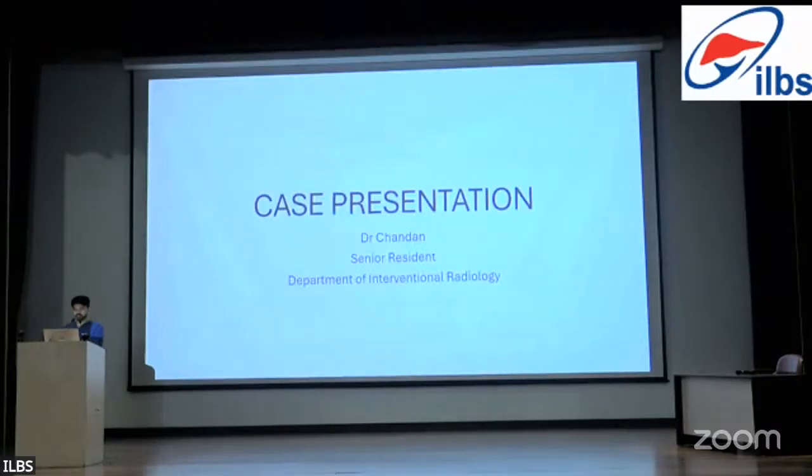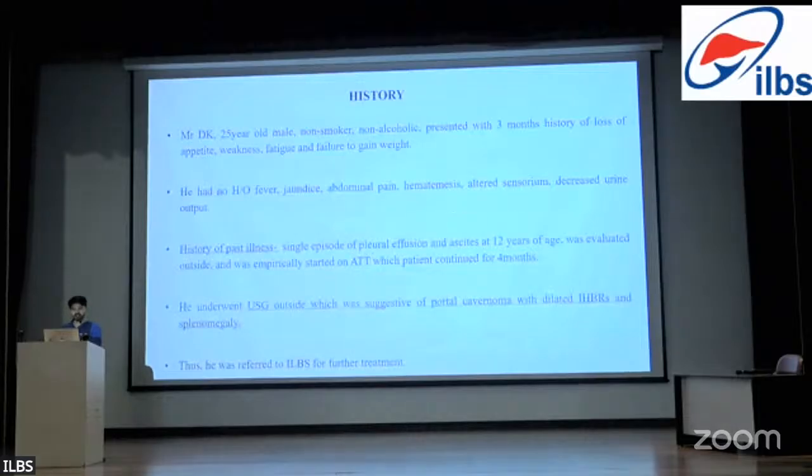Good morning, everyone. So to begin with my case, here is a 25-year-old male. He was a non-smoker, non-alcoholic, and he presented with a 3 month history of loss of appetite, weakness, fatigue, and failure to gain weight. He had no history of any fever, jaundice, abdominal pain, hematemesis, altered sensorium, or decreased urine output. In the past, he had a single episode of pleural effusion and ascites at 12 years of age, and he was evaluated outside and empirically started on ATT, which he discontinued after 4 months.